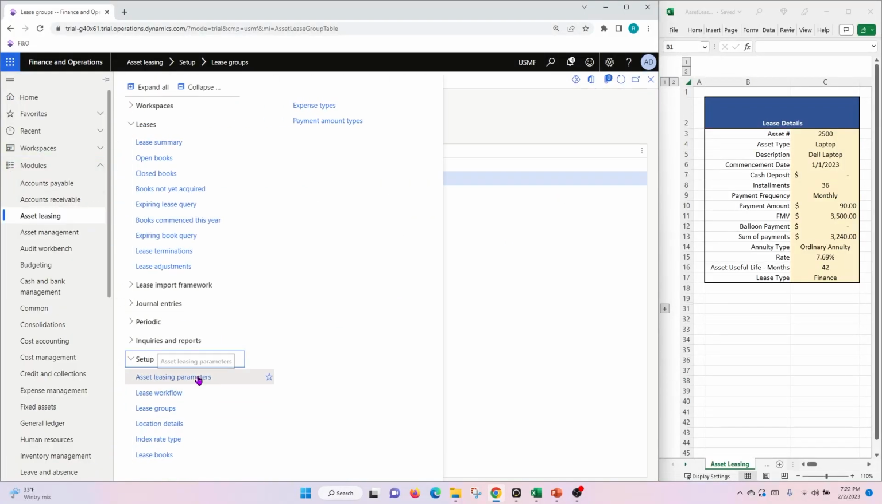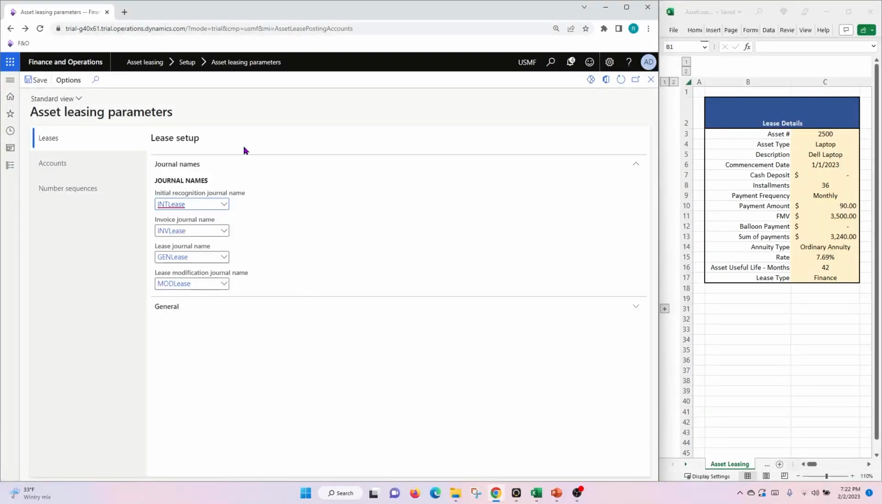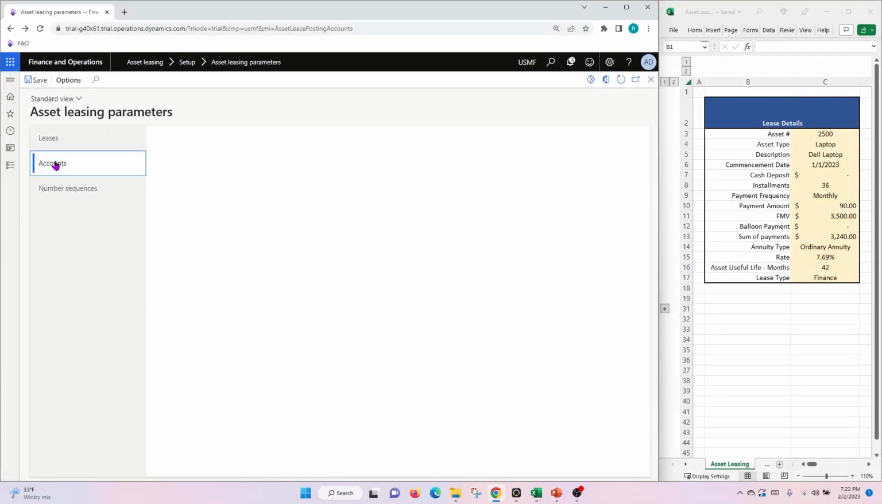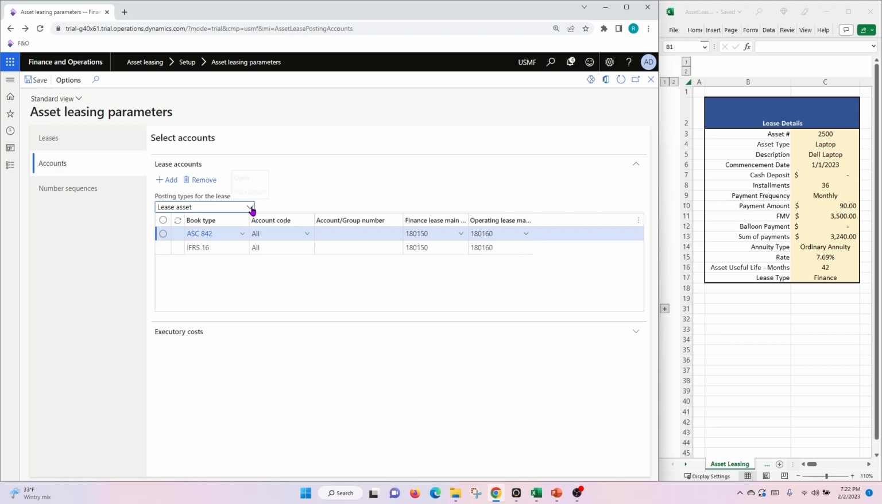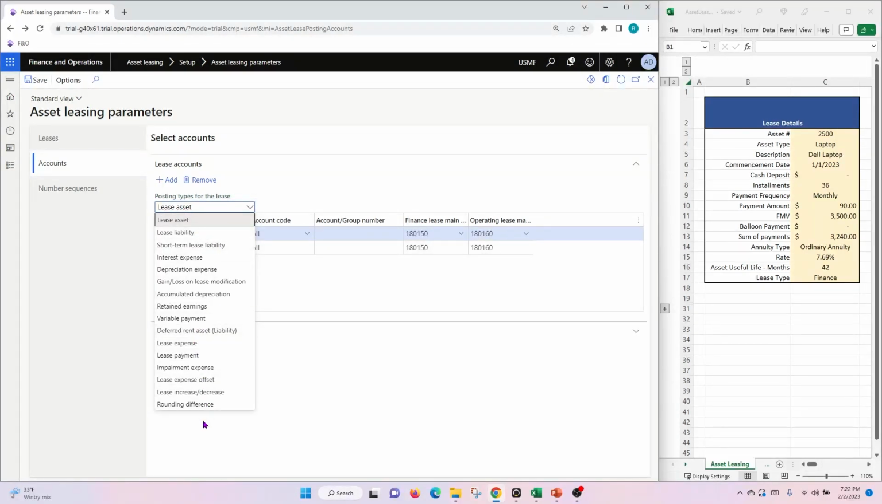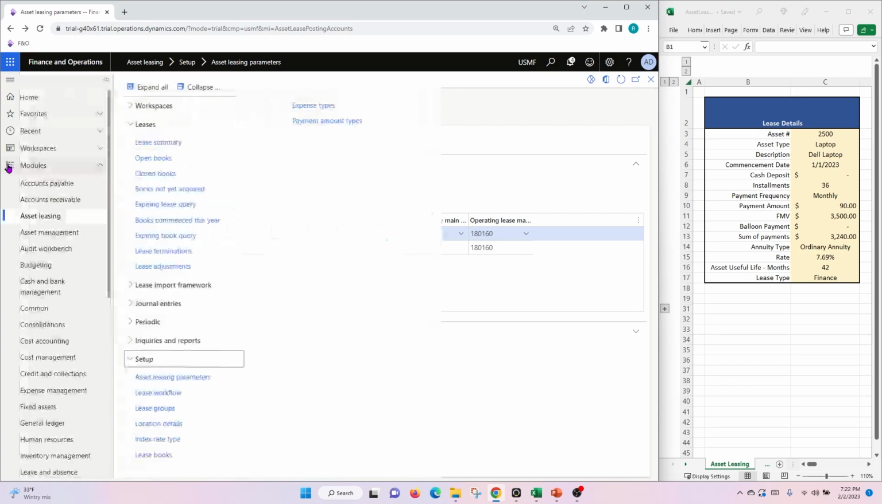And then the other thing is in the asset leasing parameters, if you go to accounts, you've got to make sure that all of your accounts here are set up for your new group. And with that, we can go ahead and get started.